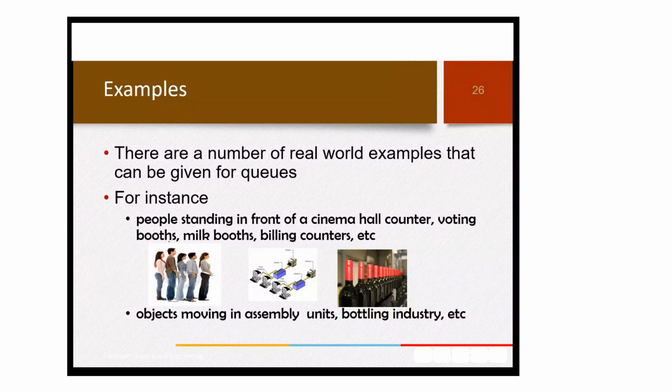Okay, so something like this. These are the examples where people, so this is a rear insertion. Assume that this is front. This is rear. So any new person coming should stand here. So that is rear insertion. So this is front deletion. So who has come first should be deleted. So first in, first out.